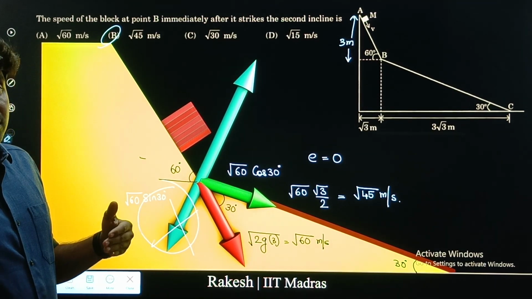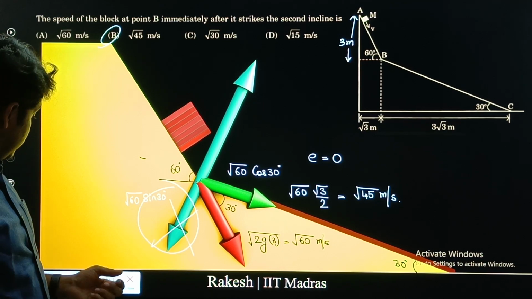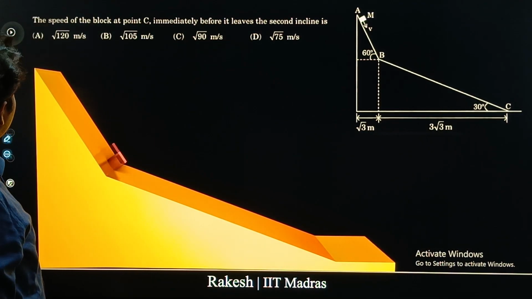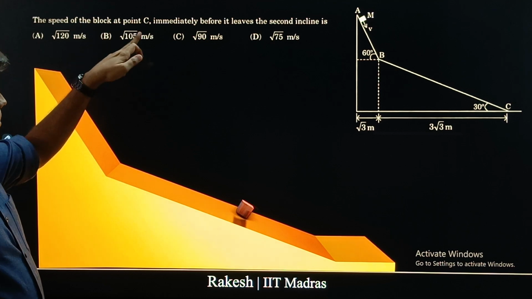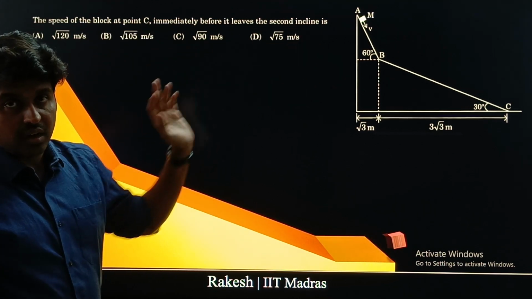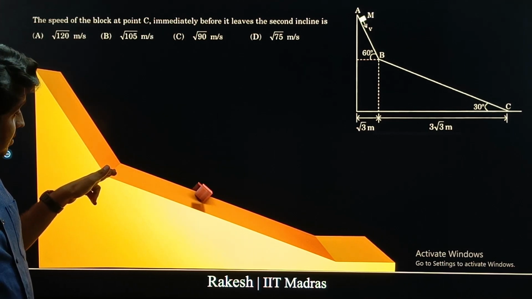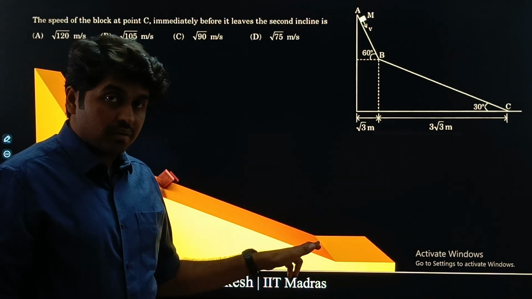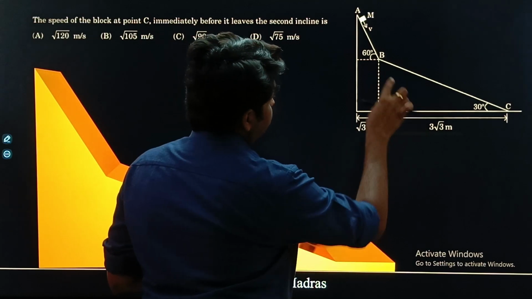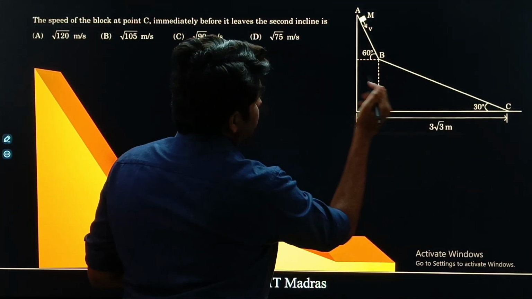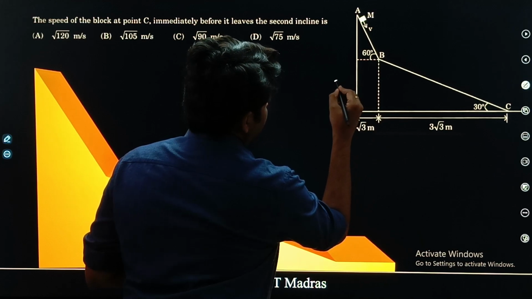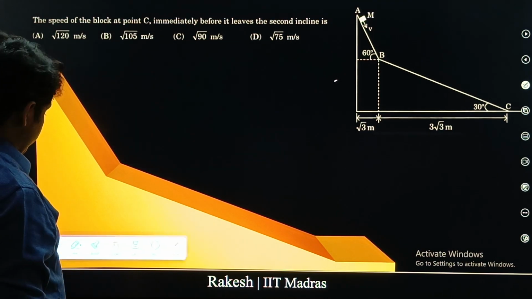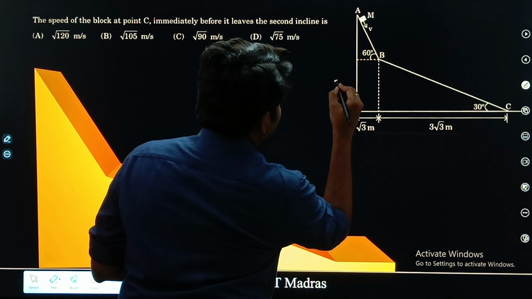Next, let us move on to the next part of the question. The speed of the block at point C immediately before it leaves the second incline. So we have calculated after it collides here, what was the velocity? Okay. Now what is asked is, what is the velocity when it comes here? So if this is 3 root 3 and this is 30 degrees, this length will again be 3 meters.